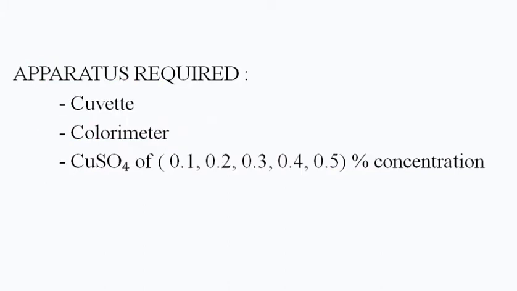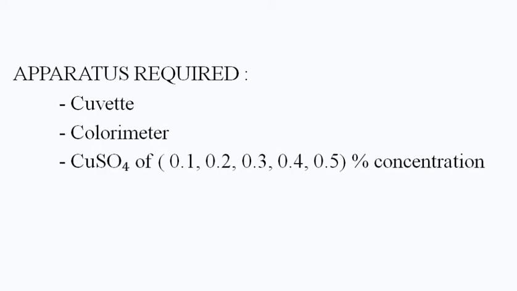And now the apparatus required. First of all, we will be using a cuvette, and then a colorimeter, the instrument that you have been taught in the previous class, and then copper sulfate. Copper sulfate, we are going to use 5 different concentrations. The first one is 0.1%, second one 0.2, 0.3, 0.4 and 0.5% copper sulfate concentration.